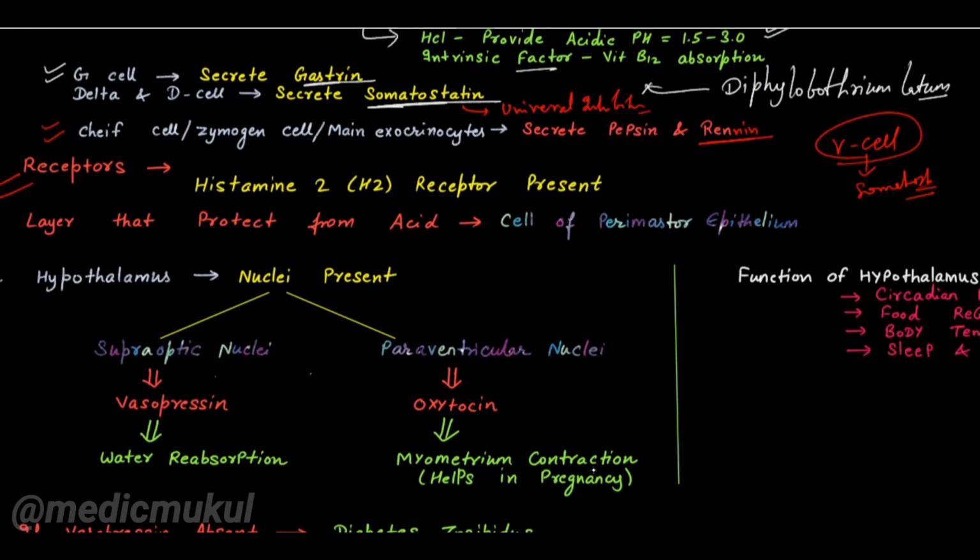Then there is one layer that protects from the acid, which we call the pre-mastoid epithelium cell, and this layer is present in our gastric gland.